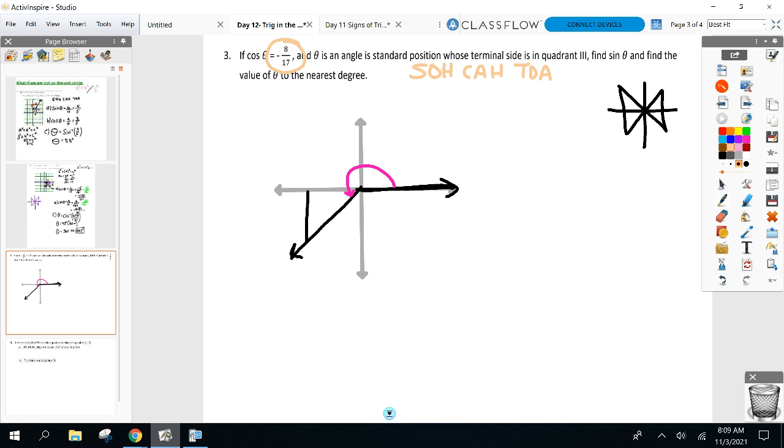Okay, so what is this telling me? The adjacent side is what? What's in place of A? 8. The adjacent side is 8. So remember, here's my angle. Oh, it's always the reference angle we go by. So it's going to be 8.